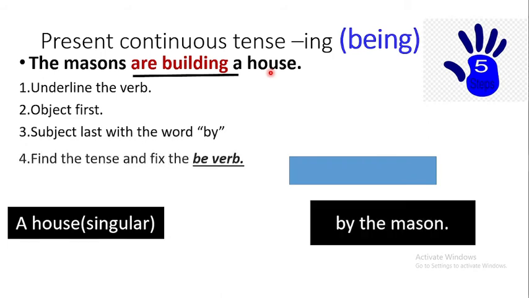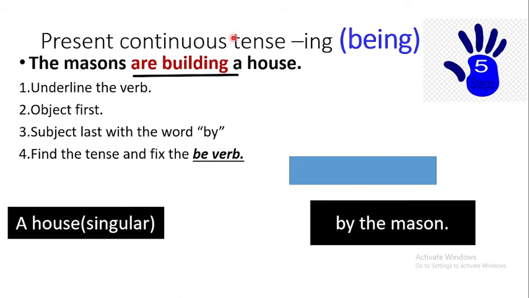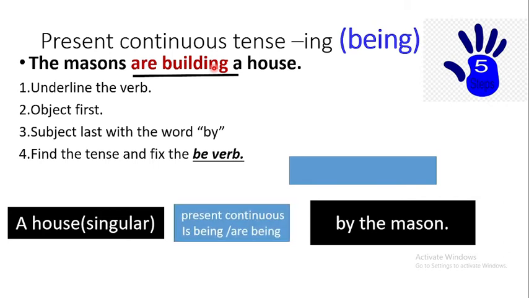Done. Find the tense and fix the be verb. Tense, are building, ing. So that is present continuous tense. Be verb. Here you have to add the word being. Being, is being, are being. B-E-I-N-G, because continuous tense always speaks about ing. So in being also you can see ing. So for the present continuous we have fixed the be verb: is being or are being.